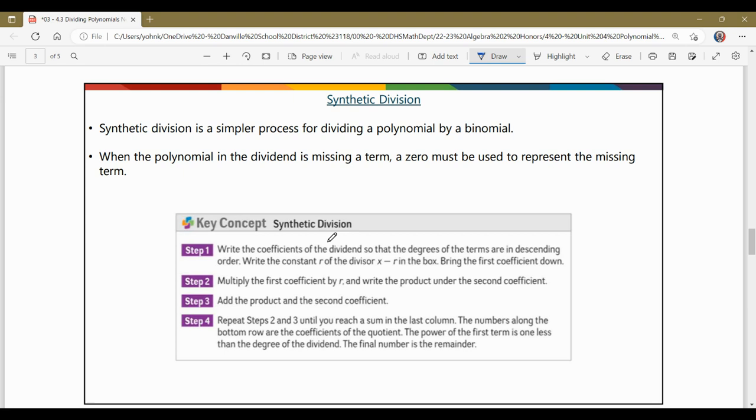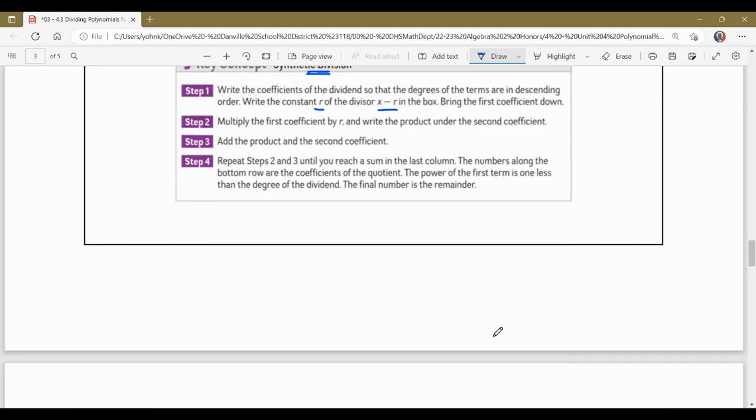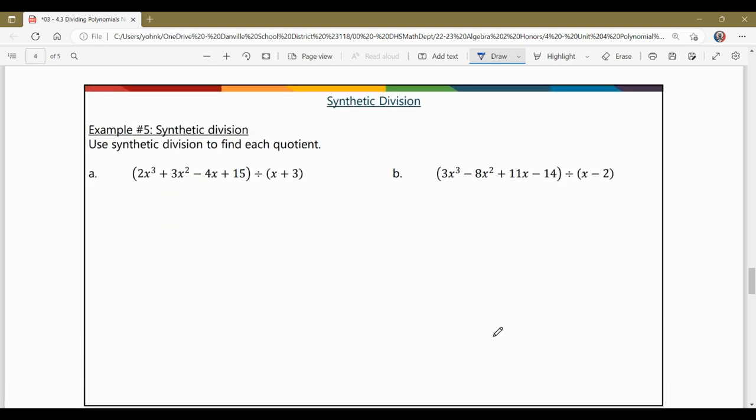So to do synthetic division, you're going to write the coefficients of the dividend so that the degree of the terms are in descending order. We wrote that. Write the constant r of the divisor x minus r in the box. Bring the first coefficient down. Multiply, add, repeat. This is your recipe box you can look at later. Let's learn how we do synthetic division.